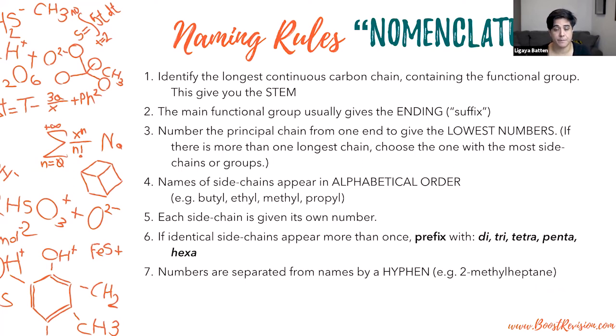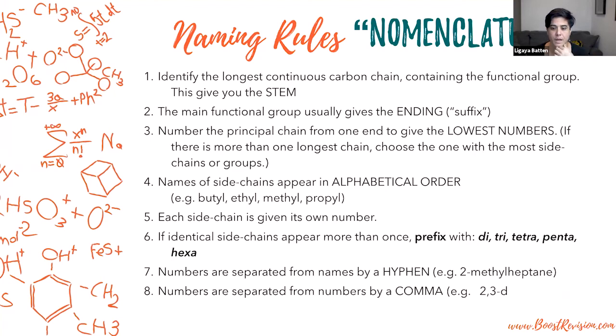Numbers are separated from names by a hyphen, e.g. 2-methyl-heptane. So whenever you have numbers in the name, it could be at the beginning of the name or in the middle of the name, you always separate the numbers from the names or the words with hyphens. Numbers are separated from other numbers by commas. So for example, it's quite common to have multiple numbers at the beginning of your name. So it would be 2,3-dimethylbutane. That tells us that there are 2 methyl groups, and one of them is on carbon 2 and one of them is on carbon 3.